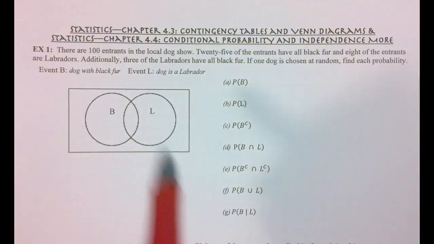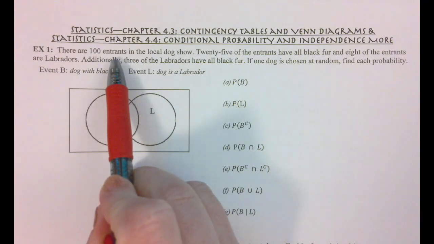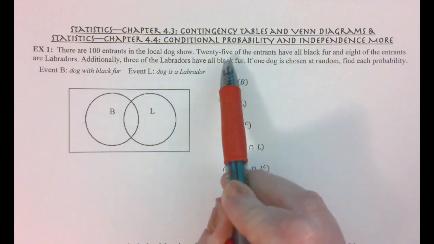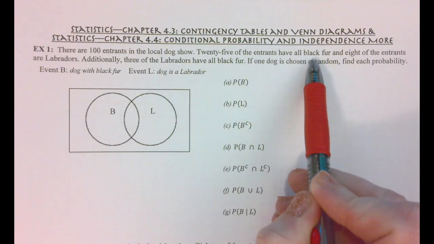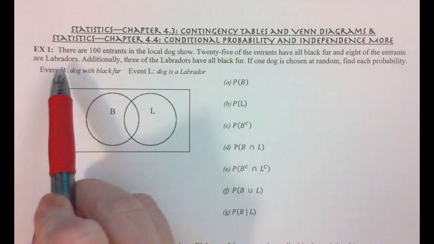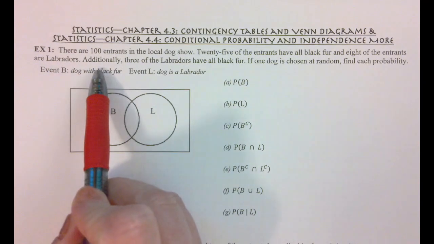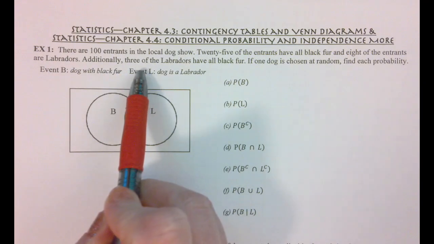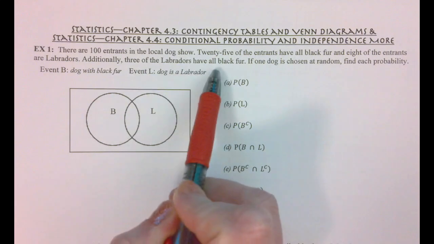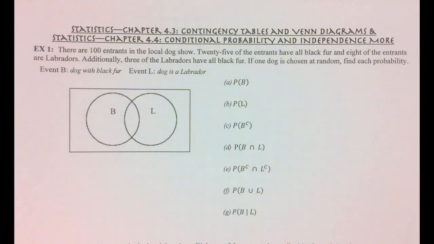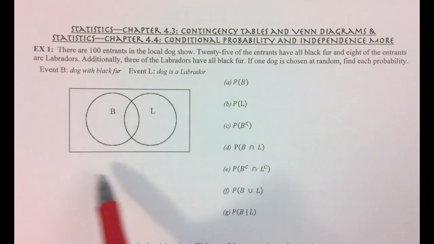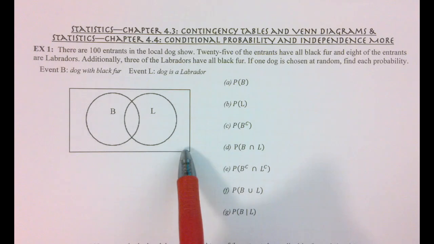So example 1, we have 100 entrants in the local dog show. 25 have all black fur. 8 are Labradors. Additionally, 3 of the Labradors have all black fur. If one dog is chosen at random, find each probability. So here I've given you the bones of a Venn diagram. We just have to fill it out.